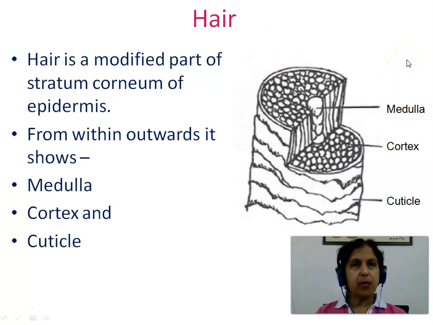Hair is a modified part of stratum corneum of epidermis. From within outward, it shows three parts: medulla, cortex, and cuticle. This here is a section passing through the hair, showing the central medulla, surrounded by the cortex and the outermost cuticle.